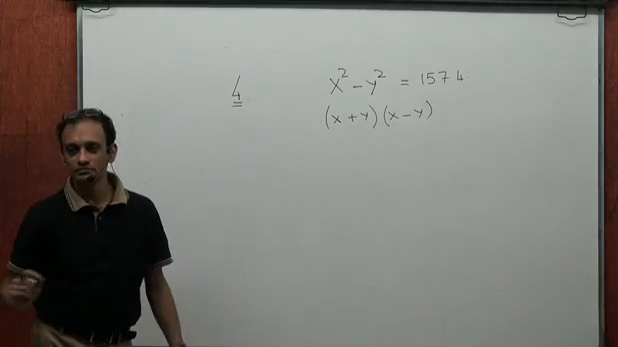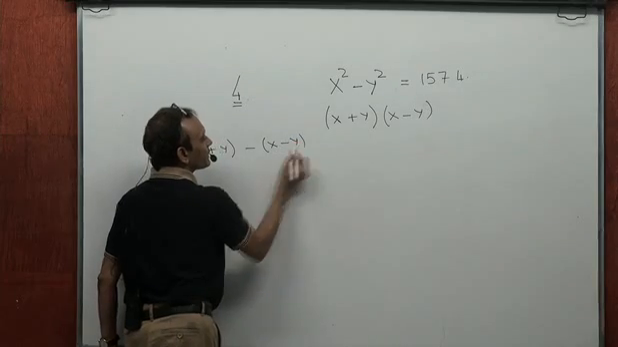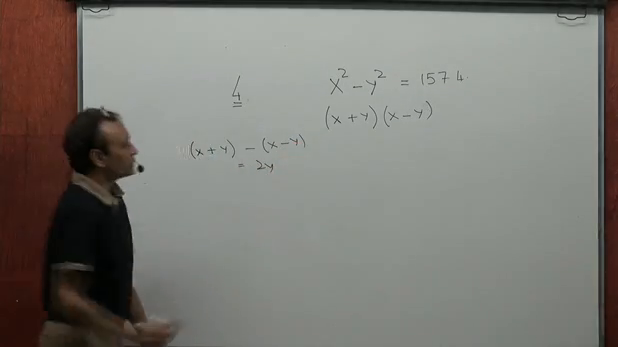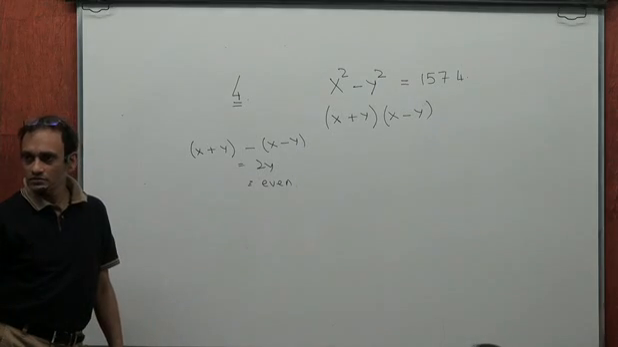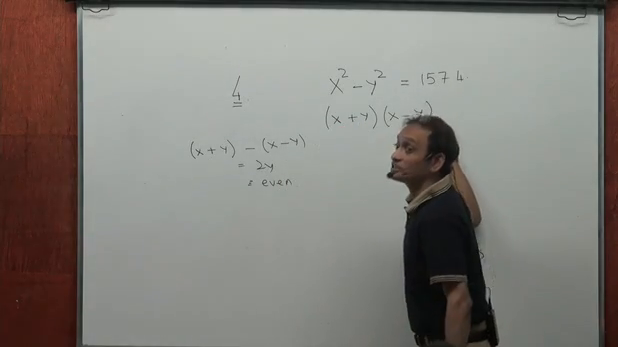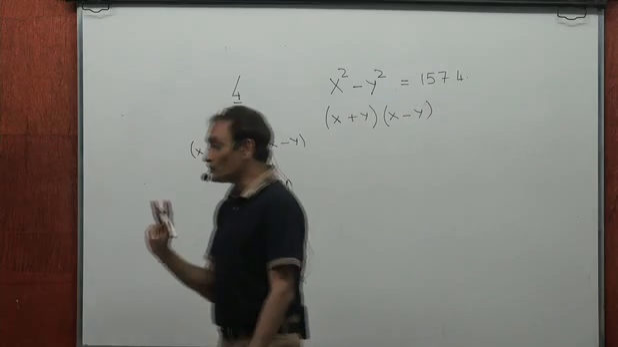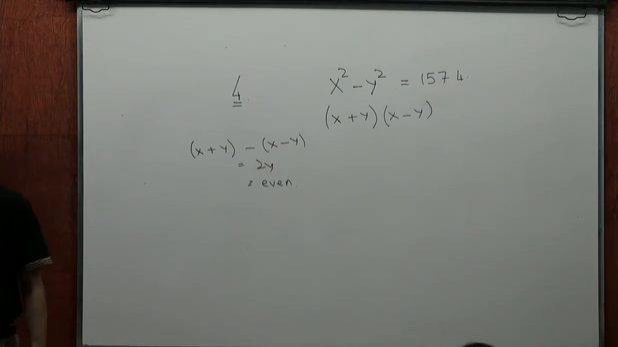One simple observation. X plus y minus x minus y is 2y, isn't it? Which is an even number. Which means this number minus this number is an even number. The difference of two numbers will be even when either both are even or both are odd, right?